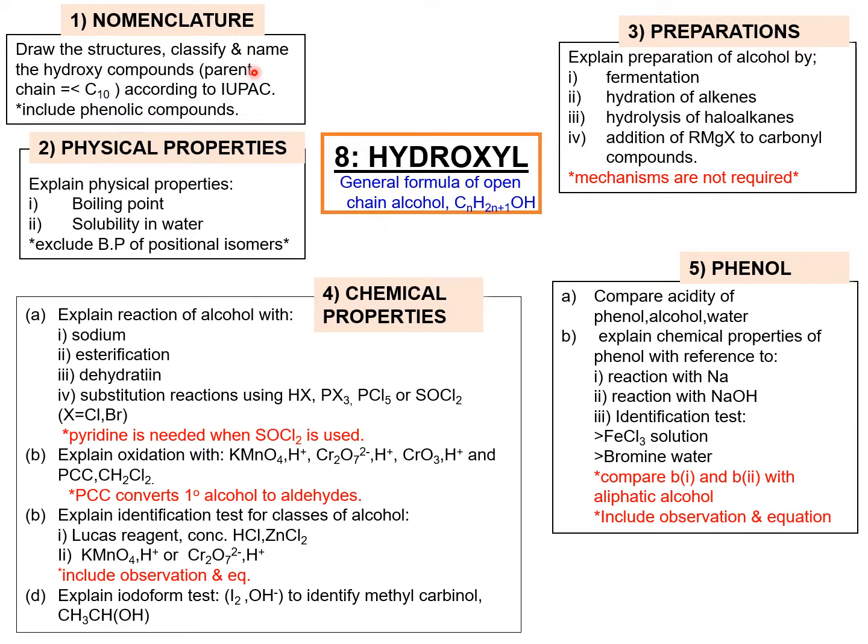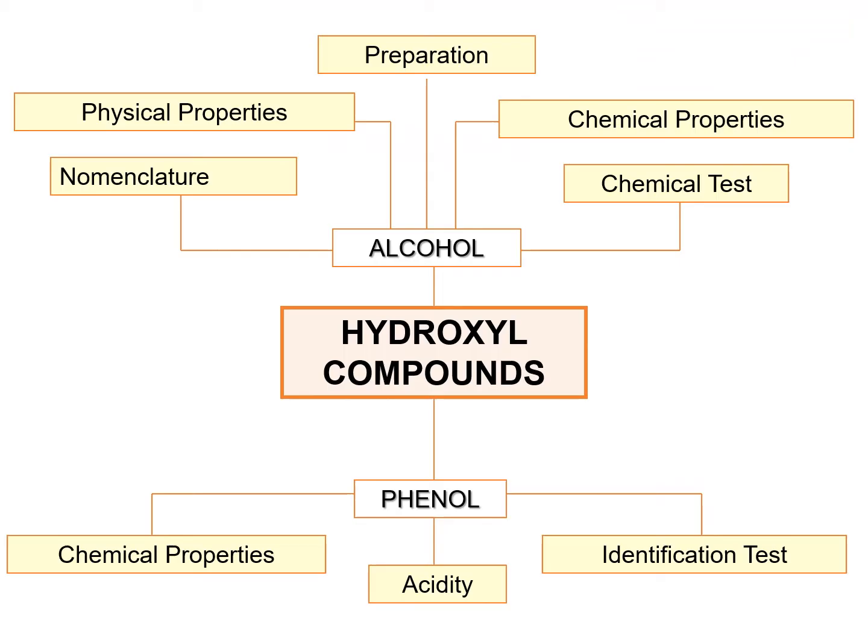Alright guys, so here are the learning outcomes for every subtopic in hydroxyl compounds. For hydroxyl compounds, basically we will learn about alcohol and phenol. Phenol is in 8.5. For alcohol, in 8.1 we will learn about nomenclature, 8.2 physical properties, 8.3 preparation, and 8.4 is about chemical properties and the chemical test of the alcohol. Basically, it's mostly about aliphatic alcohol. Whereas for aromatic alcohol such as phenol, we will learn about chemical properties, acidity and the identification test.